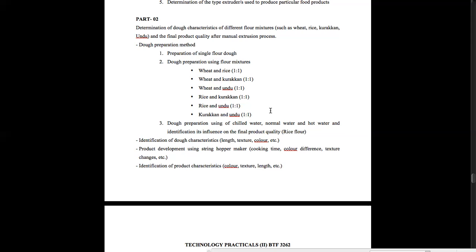Then we are going to prepare the dough with different ratios of wheat flour and rice flour, as we discussed. We are using different types of raw materials, and we are going to mix those raw materials together in different ratios, prepare the dough, and examine its characteristics. So this is very important.